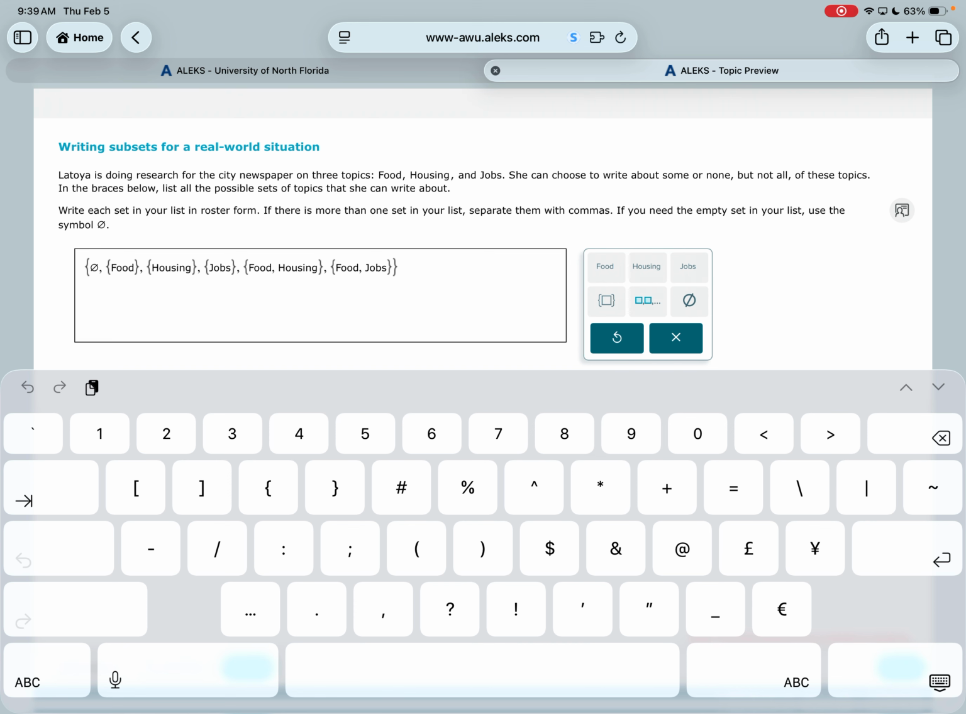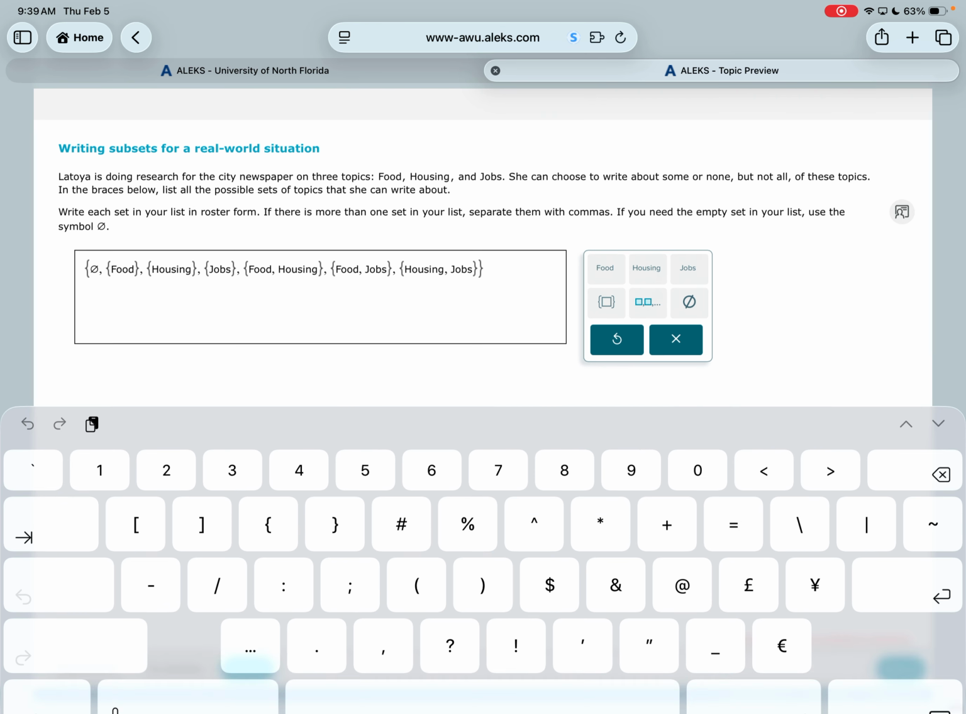Food and housing, food and jobs. So then I need housing and jobs, right? Or she could, no, she's not going to write about all 3 of them, right? So there should be 2 to the third power is 8, but then you take away the all because it's just proper. So there should be 7. 1, 2, 3, 4, 5, 6, 7. So that should be correct, okay?